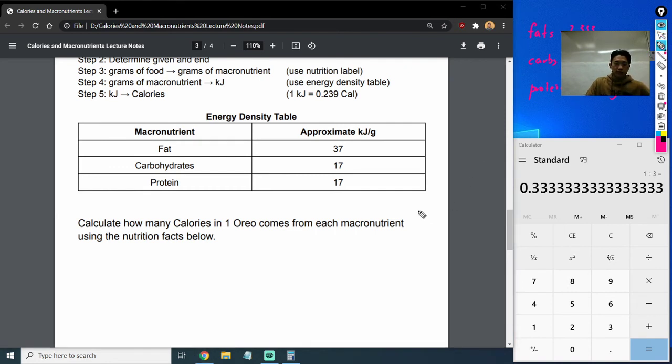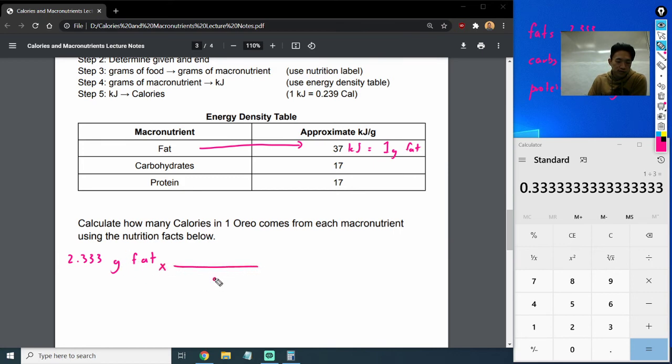Okay, so let's start with fat. What we did in step 3, we found the grams of macronutrients based on the food, and we're going to turn that into kilojoules by using this table. So let's start with fat. We said in 1 Oreo we have 2.333 grams of fat. Now, if you look at the row for fat, it says that there's 37 kilojoules per gram. That means 37 kilojoules equals 1 gram of fat. And so we can set up a conversion factor.